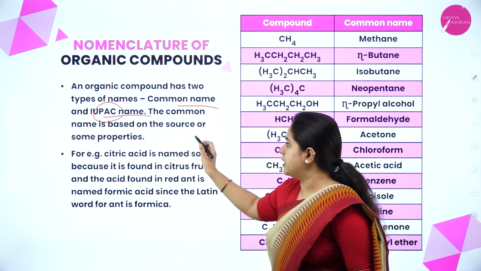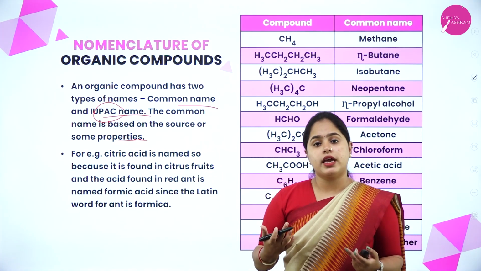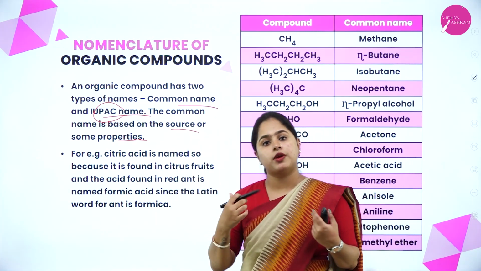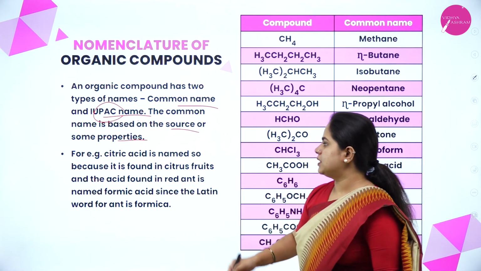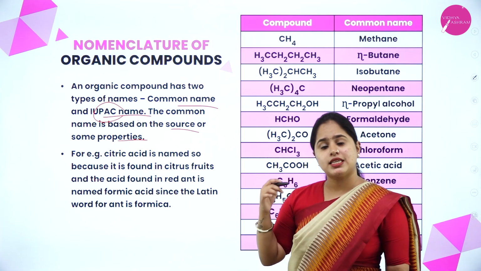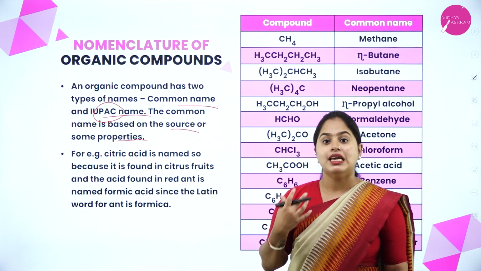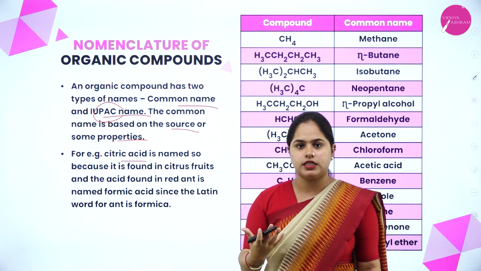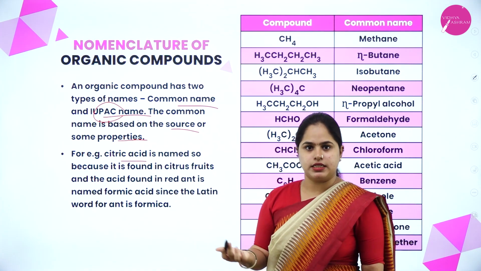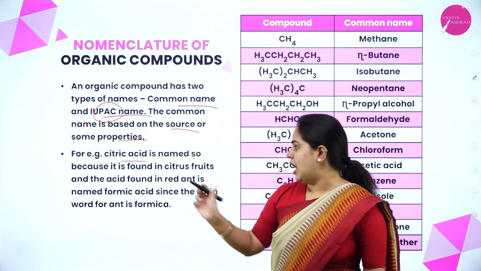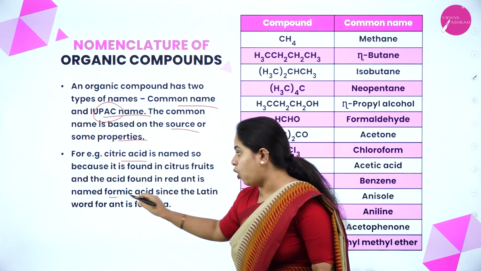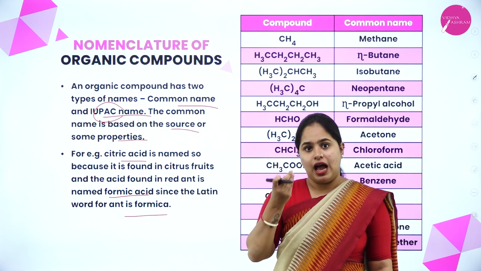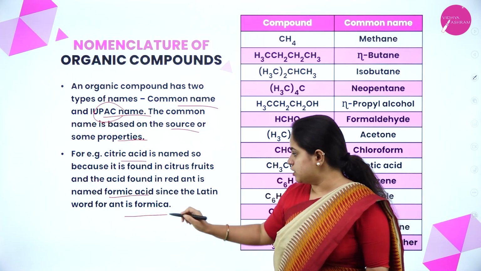The common name is based on the source or some properties. How do organic compounds get a common name? It can be based on the source from which it is obtained, or on some properties. For example, citric acid. You are familiar with citric acid. It is present in citrus fruits, hence the name citric acid. From the source where it is present, it gets the common name. And the acid found in red ants is called formic acid, since the Latin word for ant is formica.